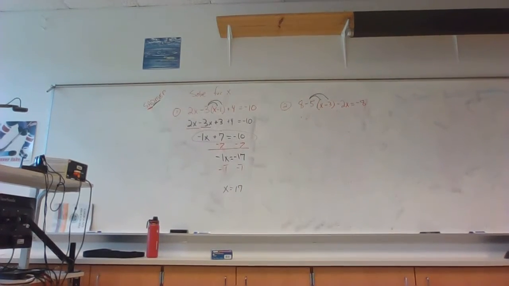Now I want to find like terms. You just look at the signs in front. So it's a -5 and a -2.